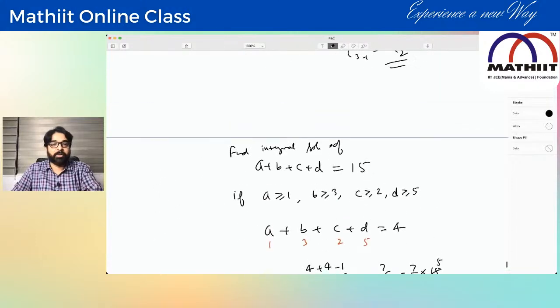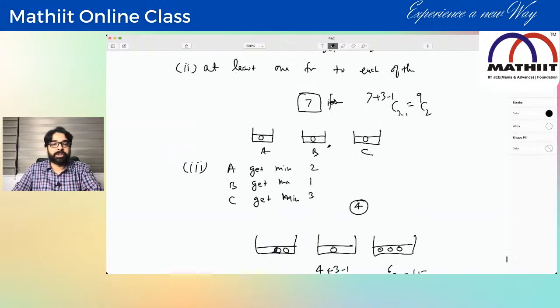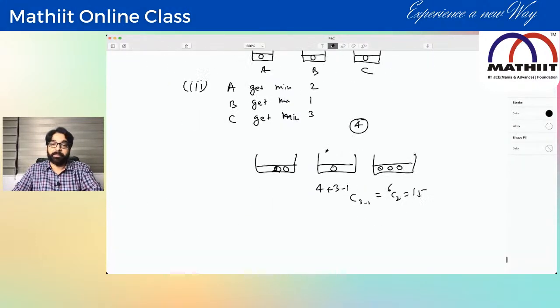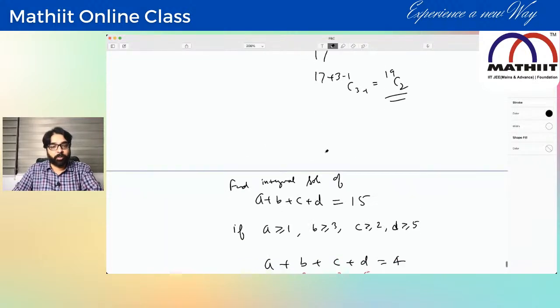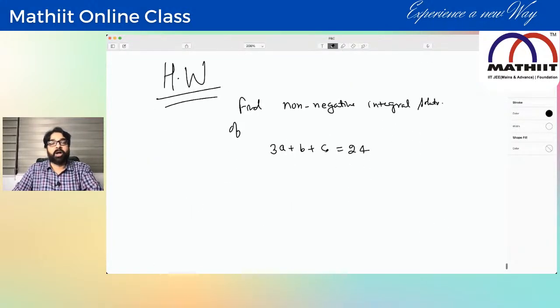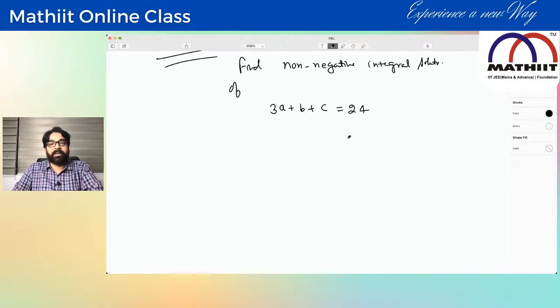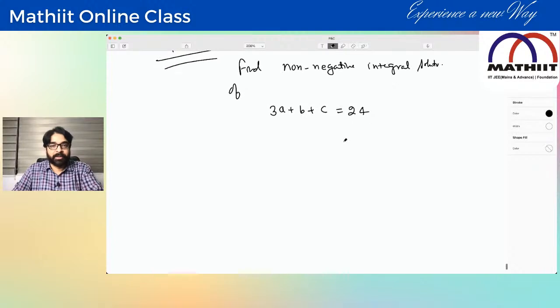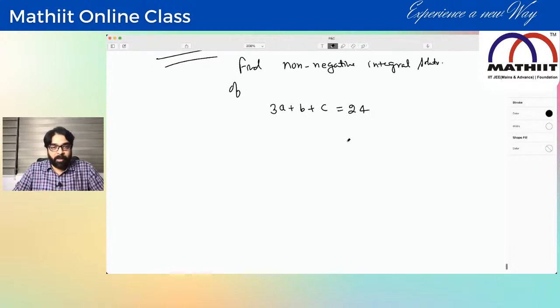So we were talking about how to distribute identical objects into groups if the size of the group is not defined or given. That application we were talking about, and this is what the homework was. A few people gave answers, not everybody, and I know the names of the people who gave answers. Maximum of them are correct. They ask to find the non-negative integral solution of this equation.